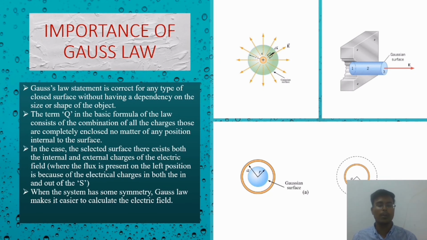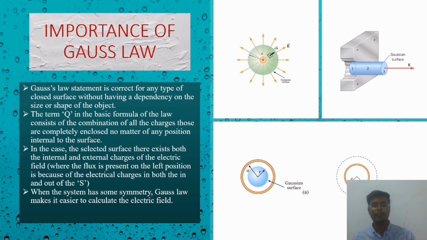Now let's talk about the importance of Gauss's law. Gauss's law is a statement that is correct for any type of closed surface without having a dependency on the size or shape of the object. Which basically means that no matter what the size or shape of the object is, Gauss's law can be implemented as long as the surface is closed.